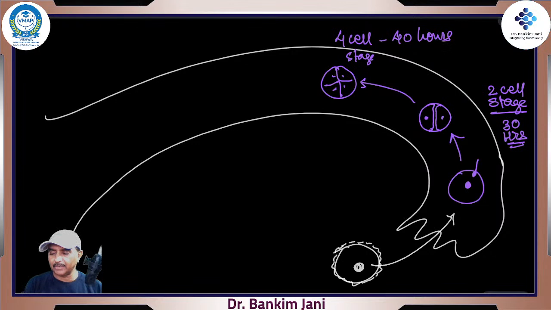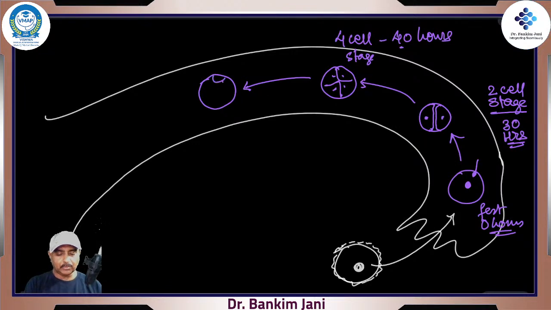So after about, say this is fertilization, 0 hours, right? 0 hours, and 30 hours, two cell stage, 40 hours, four cell stage, and then it multiplies, right? It multiplies. And over here, it would multiply from 8 cell to 12 cell.